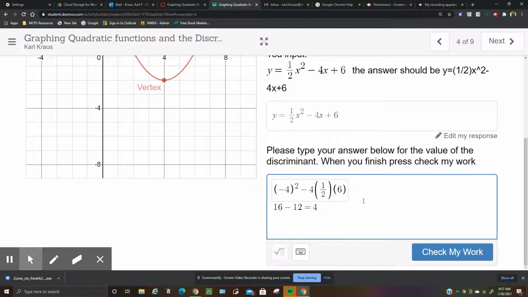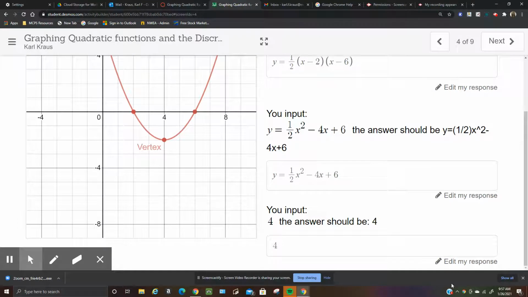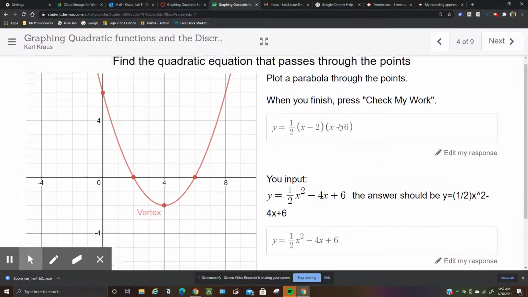So once again, I'm just going to delete my work and put the answer 4 here. And check. So I input 4, the answer it should be 4, so I know I'm right there.